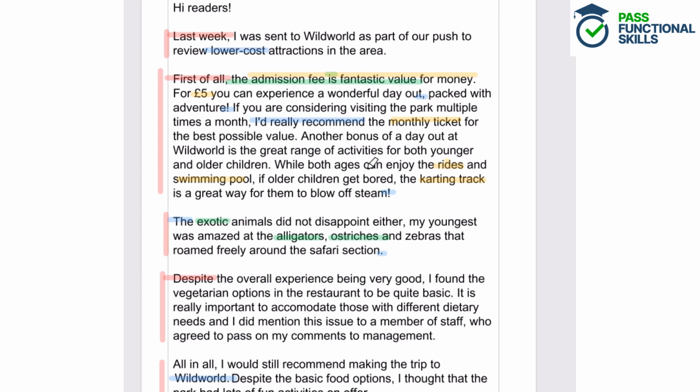Now, one thing that you might want to do is if you've got a really long paragraph like this, you might want to see if there's anywhere that it needs breaking up. So for example here, we're talking about admission prices for the first few sentences, and it could be broken up here because they start talking about the great range of activities on offer. So you could break it up at this point here to make it even clearer to the reader and divide up the information further. But overall, it flows in a really logical order and it makes sense.